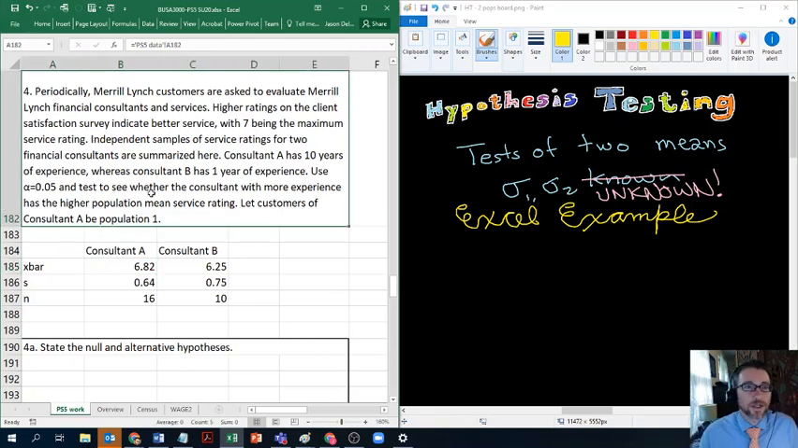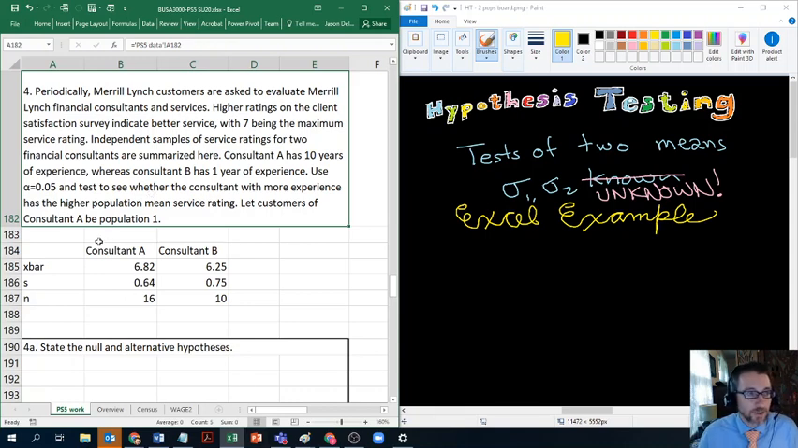Periodically, Merrill Lynch customers are asked to evaluate Merrill Lynch financial consultants and services. Higher ratings on the client satisfaction survey indicate better service, with 7 being the maximum service rating. Independent samples of service ratings for 2 financial consultants are summarized here. Consultant A has 10 years of experience, whereas Consultant B has 1 year of experience. Use alpha equals 0.05 and test to see whether the consultant with more experience has the higher population mean service rating. Let customers of Consultant A be population 1.